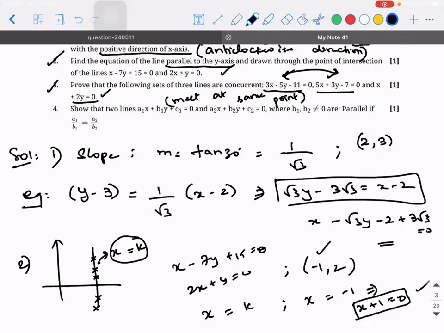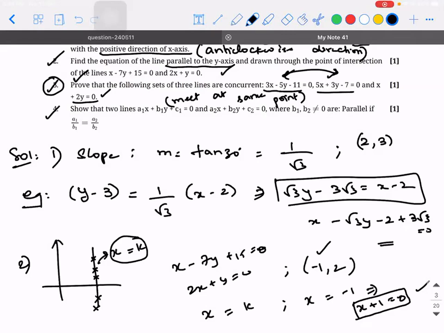If the point satisfies the third equation, then the lines are said to be concurrent. Else they are not. Here, since they have asked us to prove, you will definitely get it. Sometimes if they ask whether the lines are concurrent or not, then it is a true or false question. So with the hope that you can do this question, I'm leaving it to you. Next.